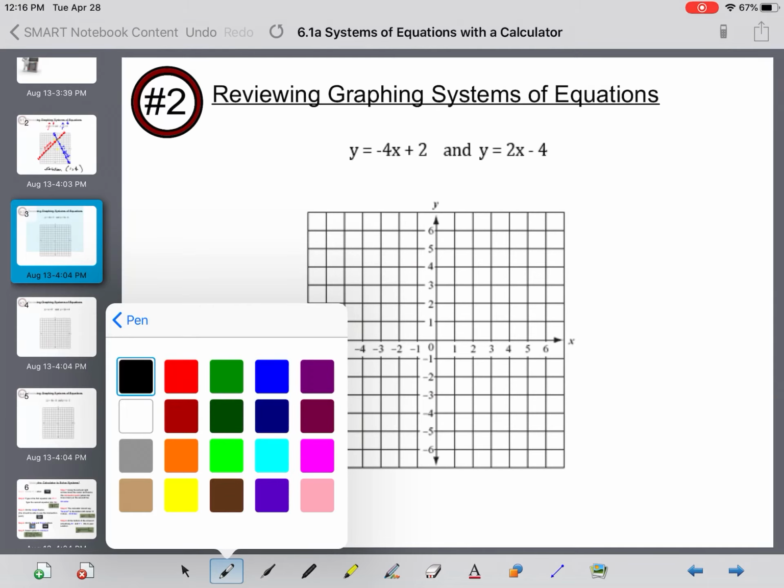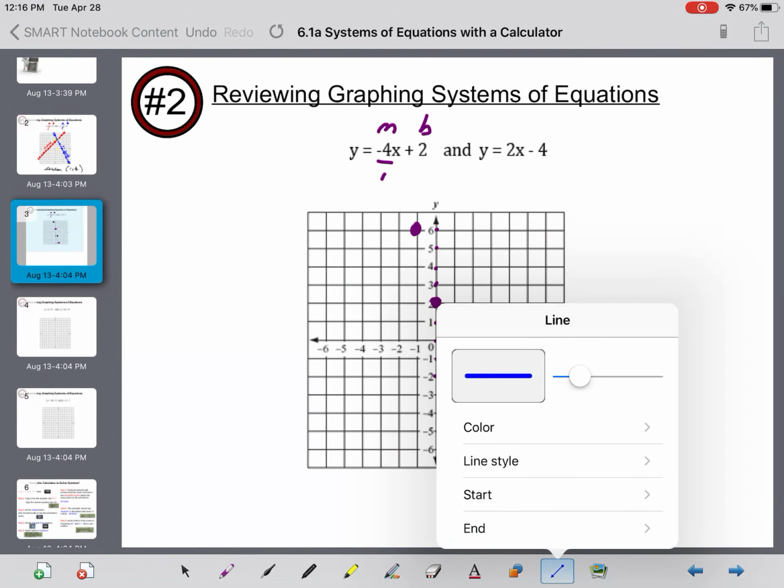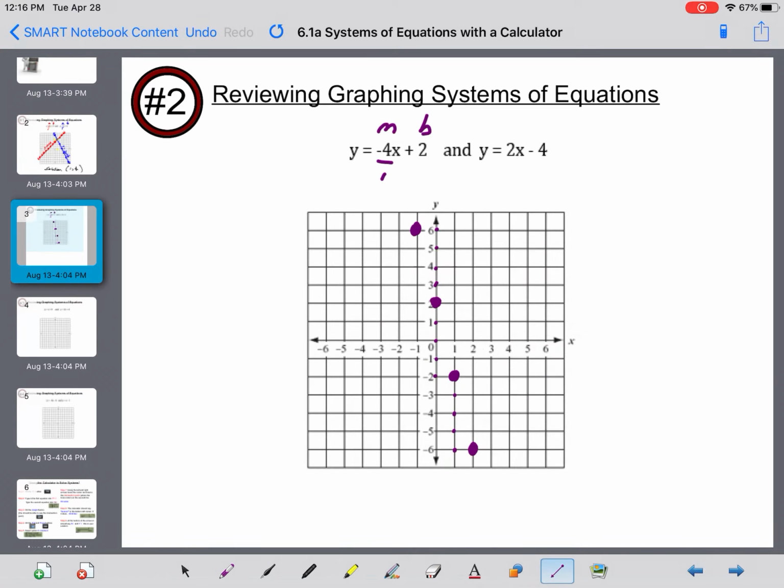Question 2, same deal. We're going to identify those slopes and those y-intercepts, and we're going to figure out where the intersection point is, or the solution. M and b. Our slope is negative 4 over 1, and my b value is a positive 2, so up 2 from the origin. My slope tells me to go down 4 and to the right 1 each time. And when we can't go down and to the right anymore, we go up and to the left. So there's our first line.